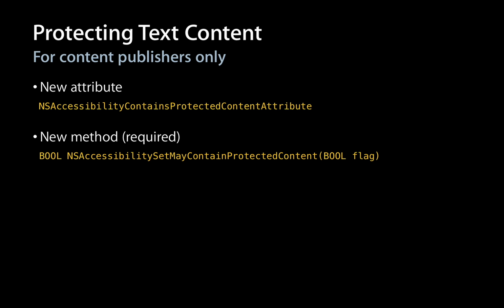We've heard your feedback, and now we're introducing a new attribute that you could implement to make your content more secure. So this attribute is called the contents protected content attribute. If you pass in yes for this, then your text content string will no longer be viewable by other applications. There is one exception, and those are the system assistive software apps, such as VoiceOver, for obvious reasons. To use this new attribute, you will also need to make an API call. This is called the set make contents protected content API.